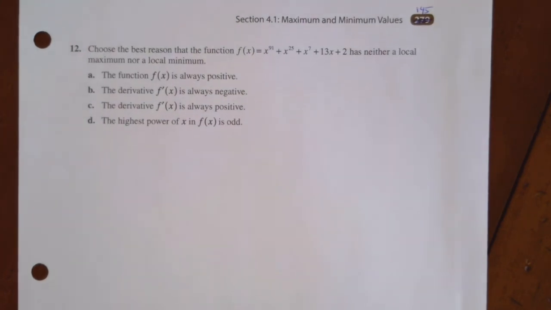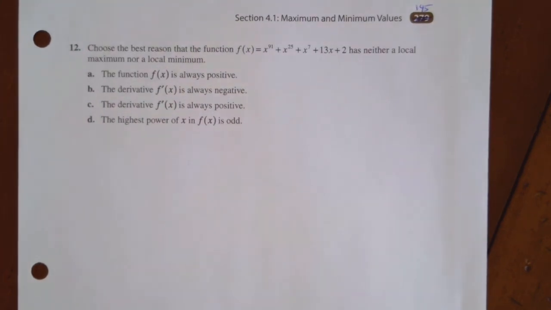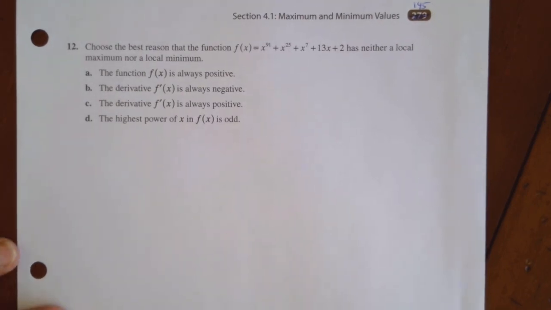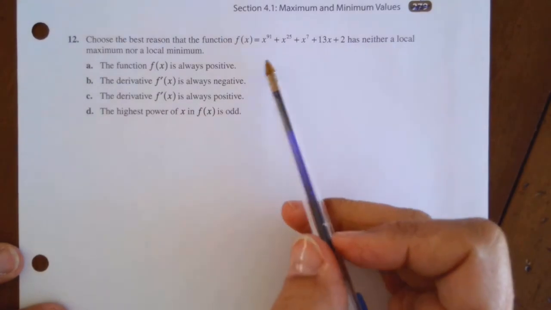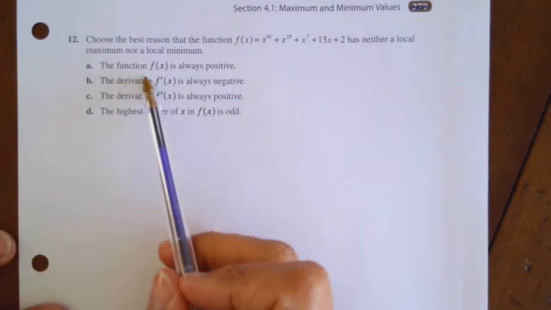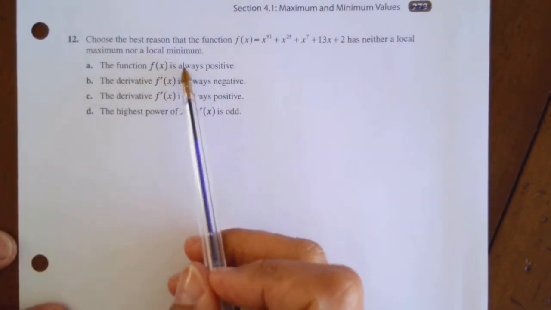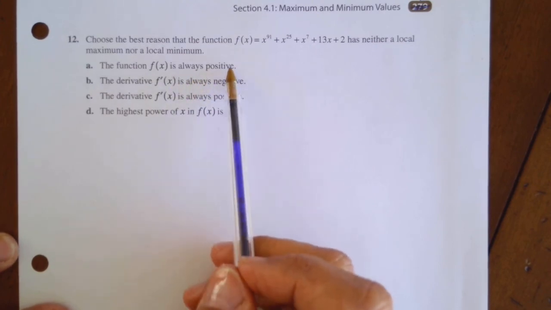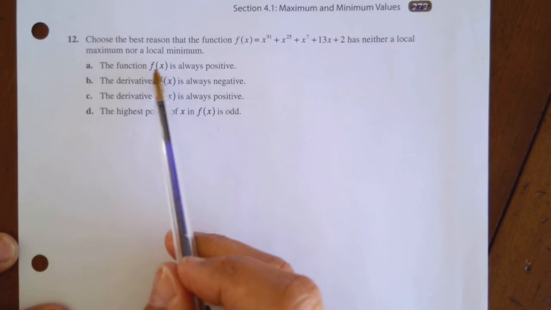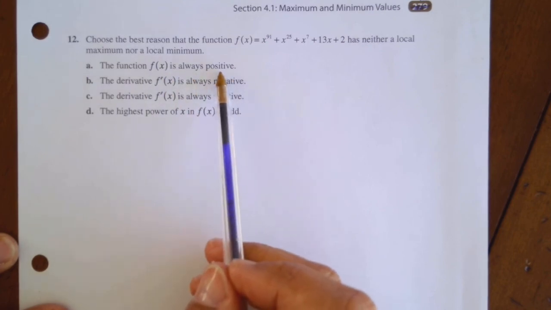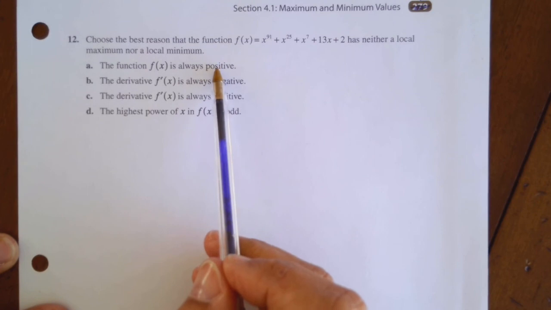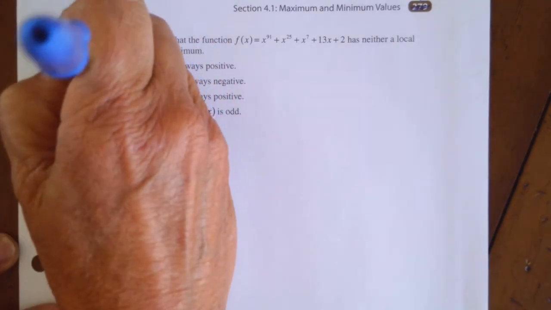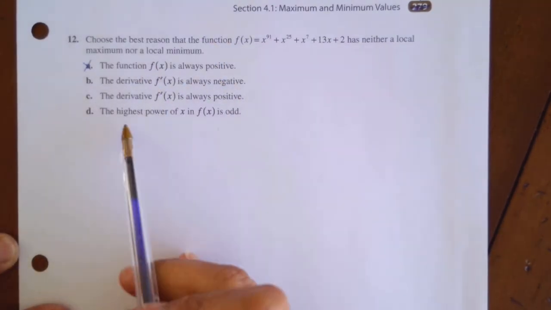Choose the best reason that this function has neither a local max nor a local min. All right, well, let's look at what we have. The function f of x is always positive, okay? That doesn't really matter whether or not we have a local max or min or not, right? So I'm going to rule that one out. That has no bearing on anything.